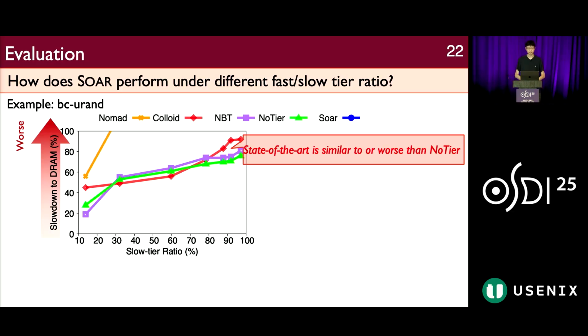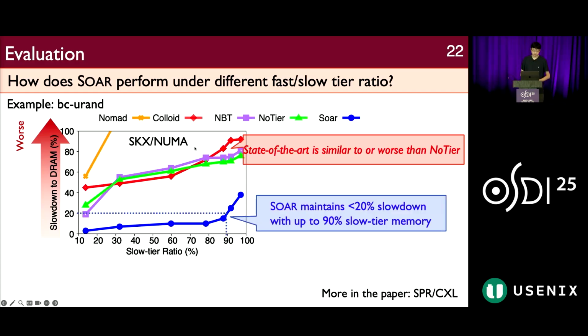One of the reasons is that first touch allocation leads to inefficient initial placement of data, which cannot be corrected by later migration effectively. In contrast, SOAR identifies and places the performance-critical objects directly into the fast tier from the start, leading to much better performance. Specifically, it gives less than 20% slowdown under a 90% slow tier memory ratio.